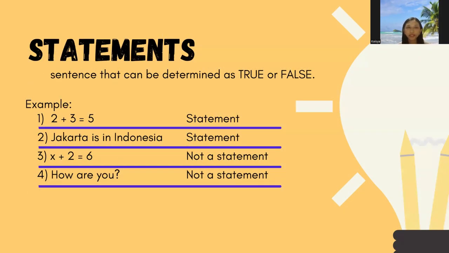First, we will learn about statements. A statement is a sentence that can be determined as true or false. For example, number 1, 2 plus 3 is 5. That is a statement because the sentence is a true sentence. Jakarta is in Indonesia. That is true, so that is a statement. Number 3, x plus 2 equals 6. That is not a statement because its truth depends on x. Number 4, how are you? That is not a statement because it is not a sentence, but a question.